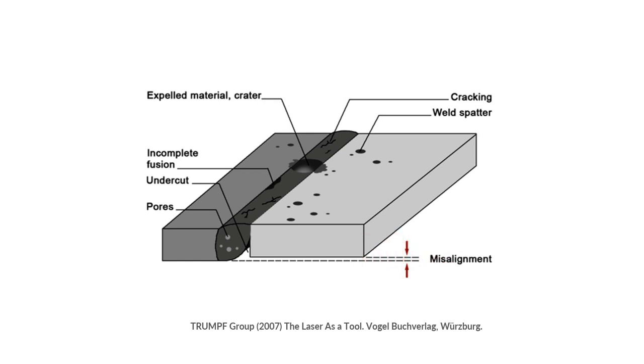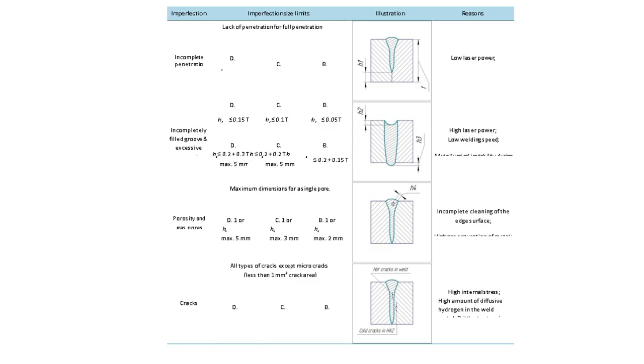Now moving to the table part. The various types of imperfection represented in this table are: first, incomplete penetration; second, incompletely filled groove and excessive penetration; third, porosity and gas pores; and the fourth type of imperfection is cracks. So what is the reason behind incomplete penetration? The main reason behind incomplete penetration is low laser power and bad edge surface preparation.